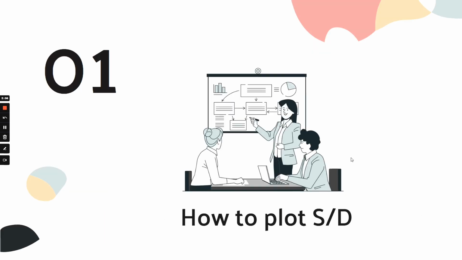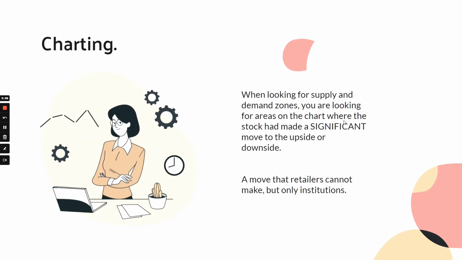How to plot supply and demand. When you're looking for supply and demand zones, you're looking for areas on the chart where the stock had made a significant move to the up or downside. A move that retailers cannot make, but only institutions. And when I'm referring to a stock, I'm usually talking about a large cap, Apple, SPY, Tesla, something that retailers can't possibly control. Something where if the stock made a large move, it has to be institutions, it has to be algorithms.